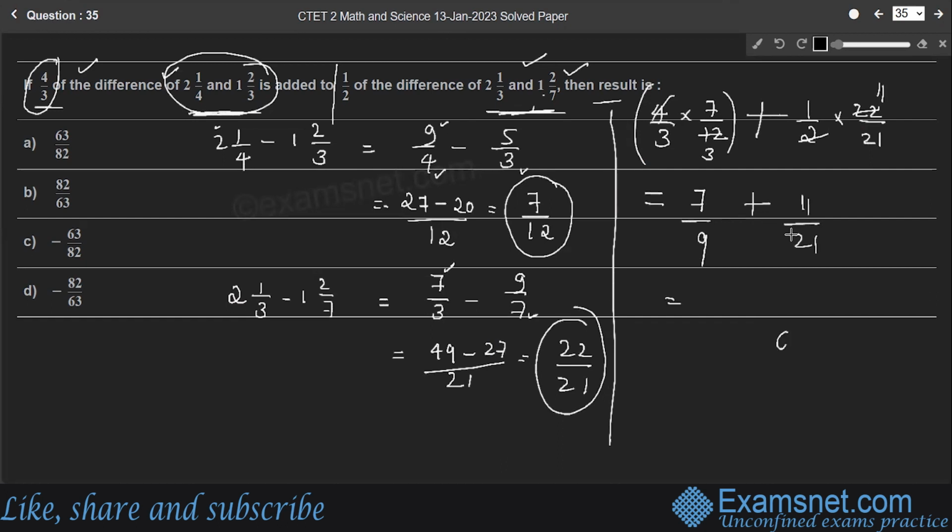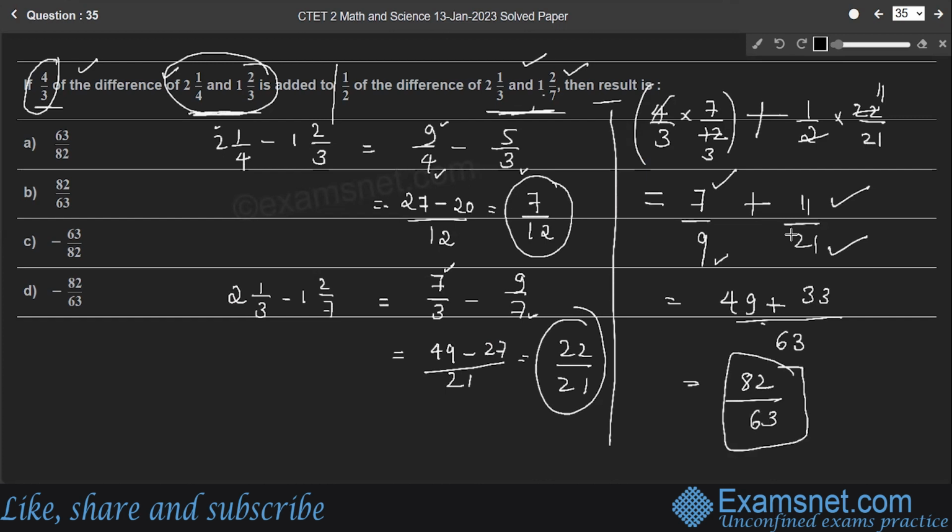Here 21 into 3 is 63 and 9 into 7 is 63. So 63 is the LCM. Since 9 into 7 is 63, the numerator becomes 7 into 7, which is 49. Plus, here 21 into 3 is 63, hence 11 into 3 is 33, right? So 49 plus 33 is 82, and the denominator is 63. Therefore, the result is 82 by 63, option B.